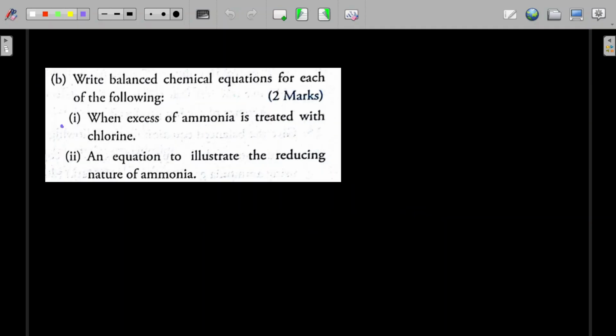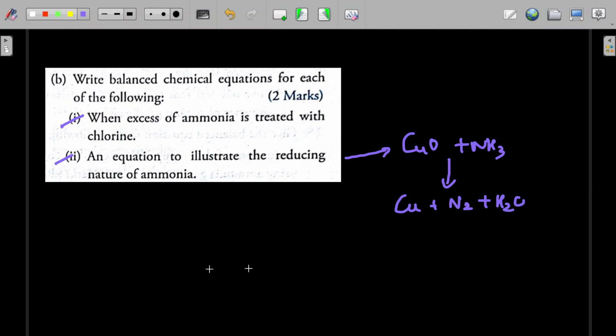Again, balanced equation: when excess of ammonia is used, equation to illustrate reducing nature. They don't mention which reaction, so you have to remember that reduction is usually done for metal oxides. You choose copper oxide, then you pass ammonia gas, giving copper, N2 and H2O. So basically, how is it done?